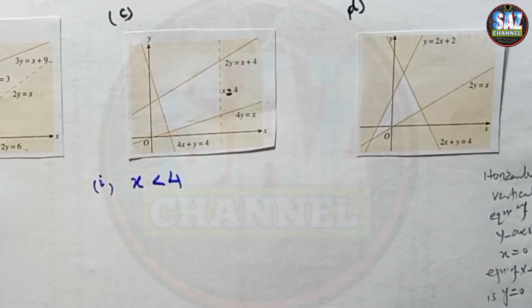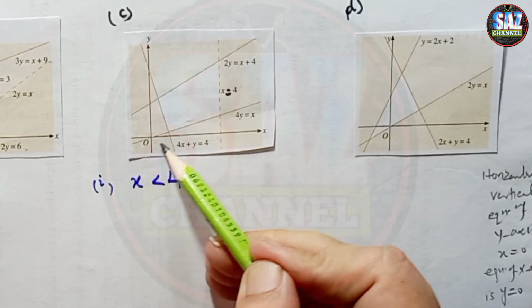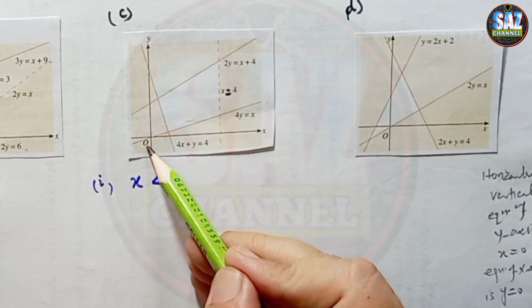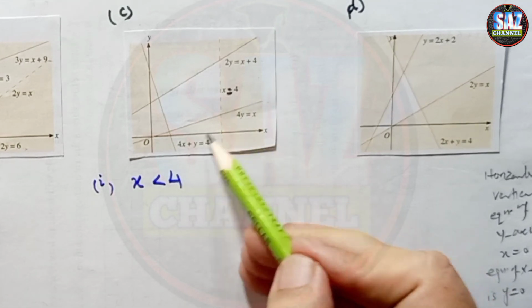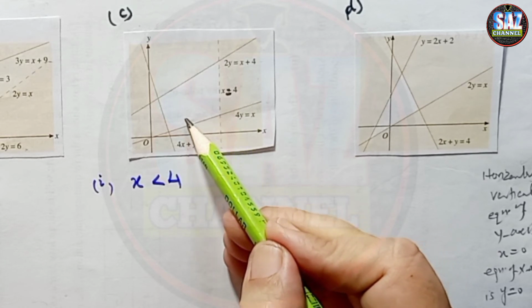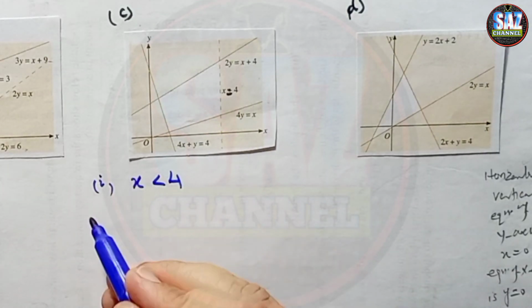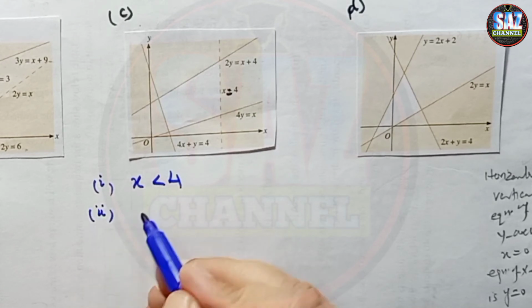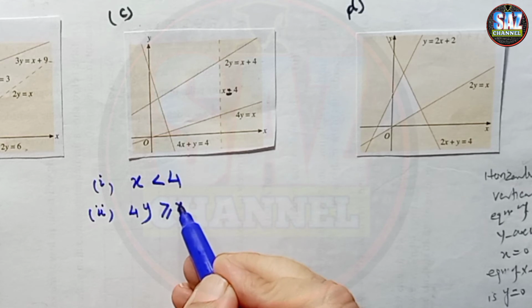Coming to the second line, which is 4y equals x. Again look, the shaded area is below this line, and we need to write down the inequality which defines the unshaded region. So I need the region which is above this line. The inequality associated will be 4y is greater than or equal to x.